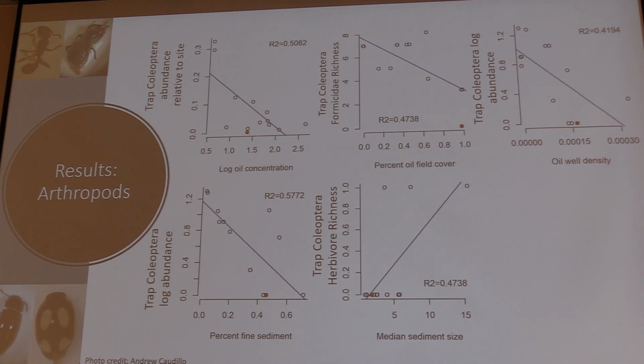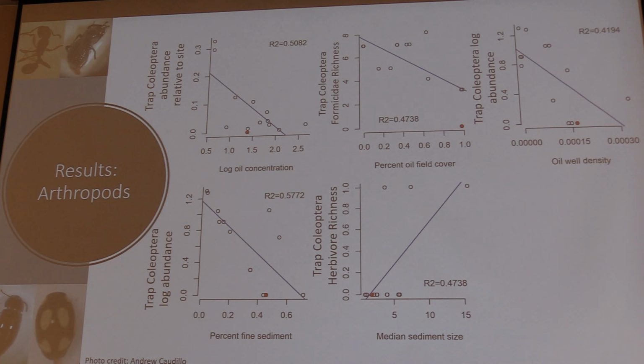For the second one, you can see that it's percent oil field cover, and you see, again, a similar trend. This time it's for trap-caught beetles and their richness. So generally speaking, with that increasing stress, you have a decrease in the richness. And this one is actually beetles and ants, just to clarify. So beetles and ants together, their richness is decreasing with an increasing amount of stress.